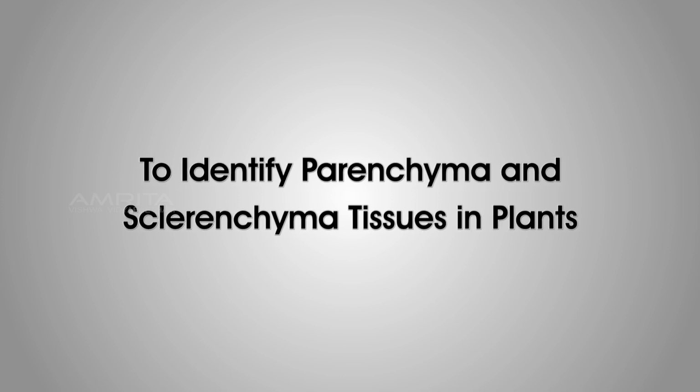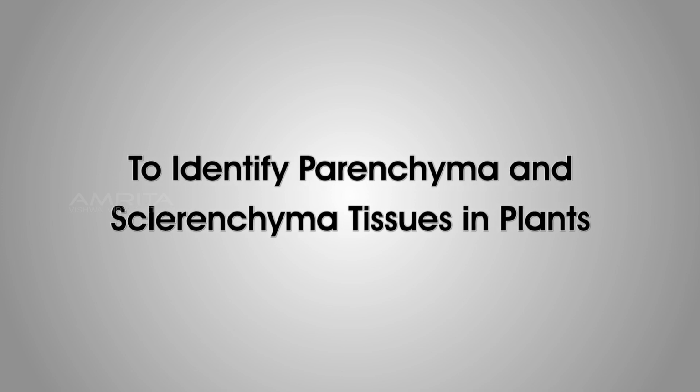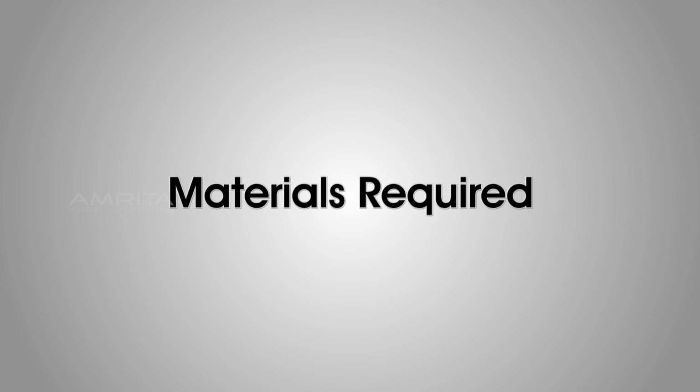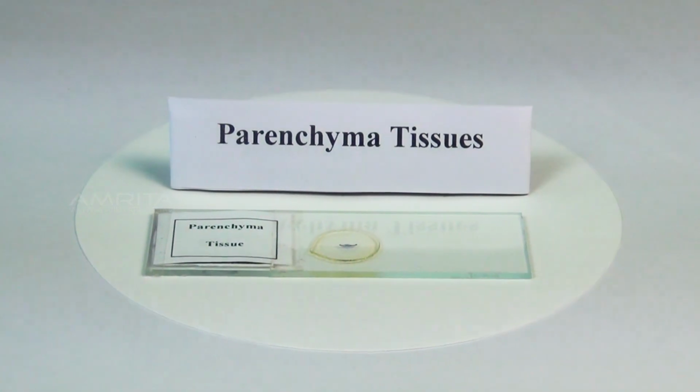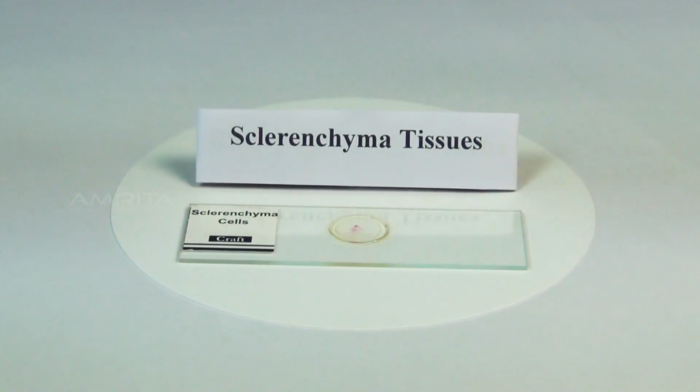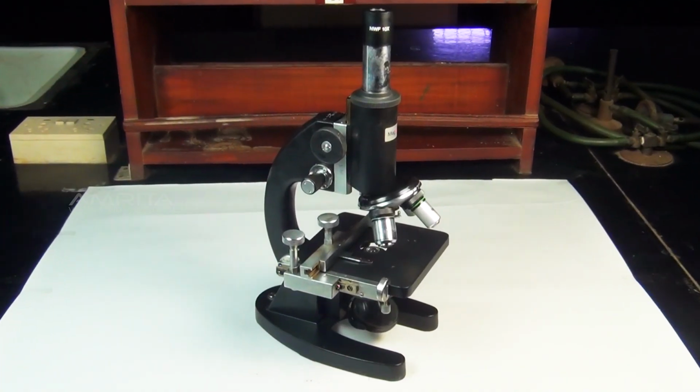To identify parenchyma and sclerenchyma tissues in plants. Materials required. We will require permanent slides of parenchyma tissue and sclerenchyma tissue and a compound microscope.